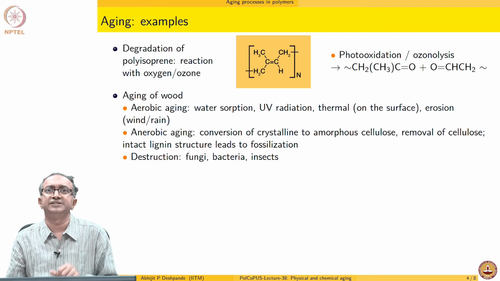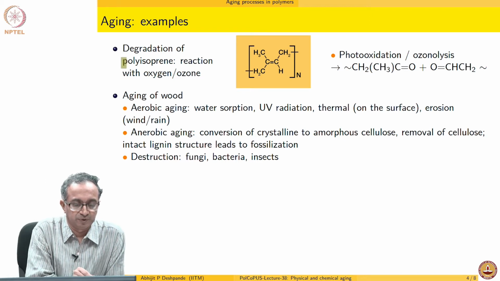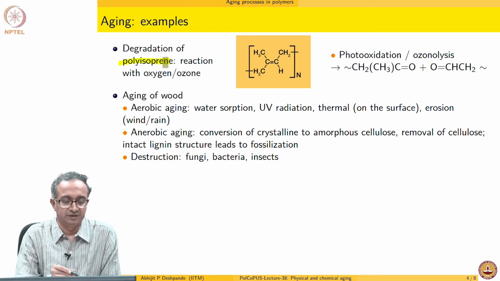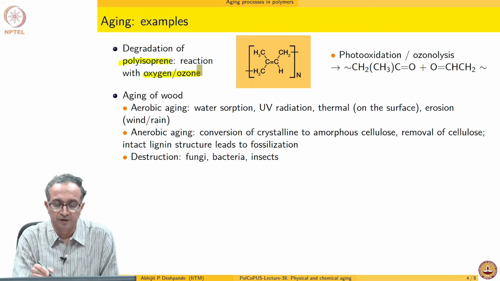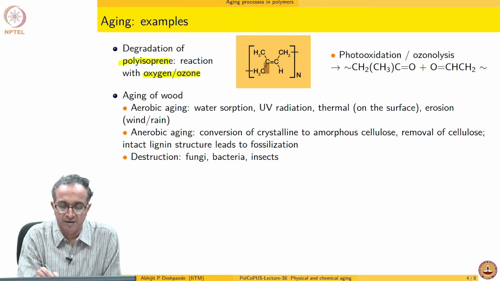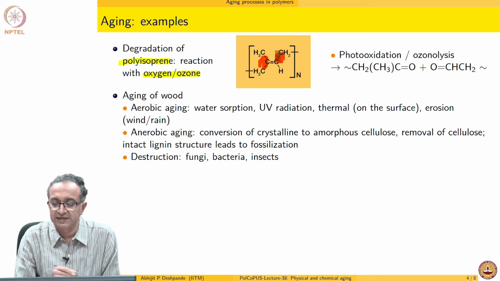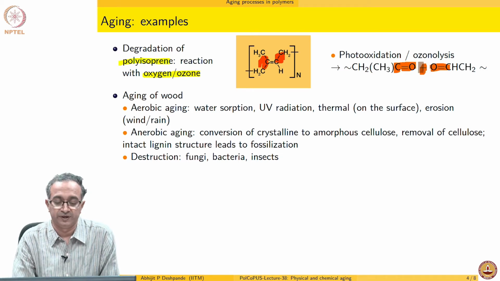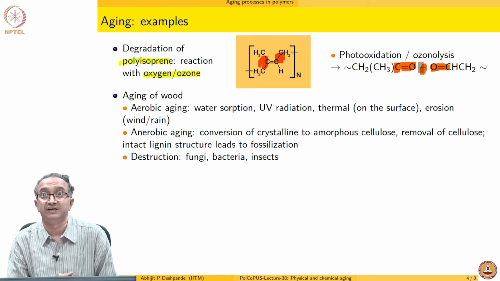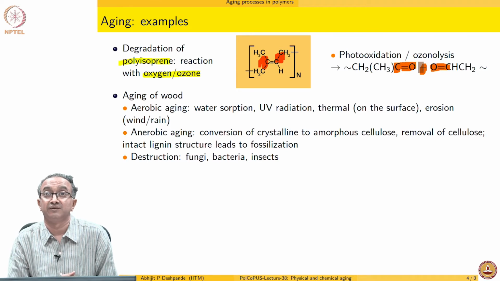So, let us look at aging in rubber as one example. Polyisoprene, the natural rubber, reacts with oxygen and ozone. What is happening is an oxygen attack, so that you form carbonyl bonds and you also have chain scission. So, the chain breaks into two. This can lead to strong changes in the performance of the material, because the macromolecular molar mass distribution is getting affected significantly.